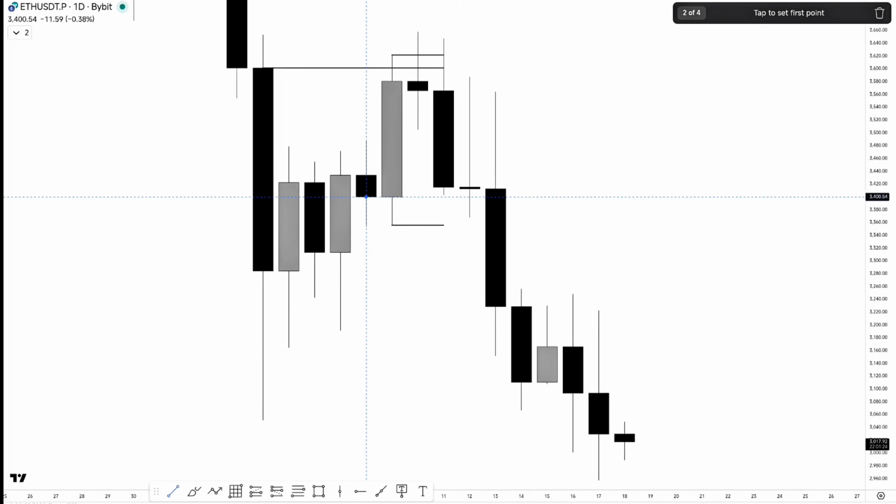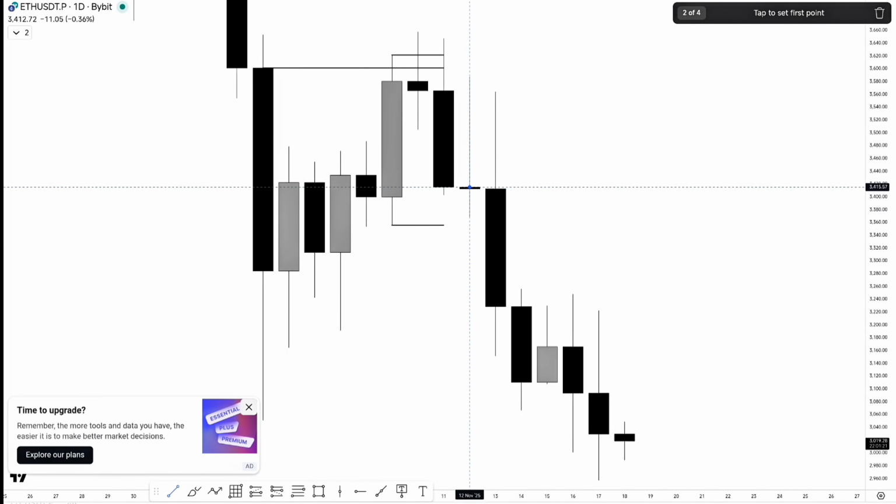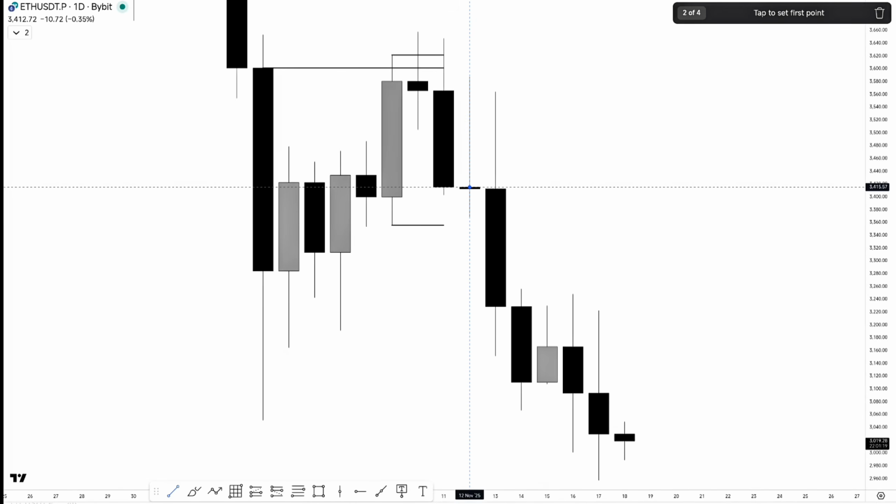So now basically after the CRT actually confirmed here and the whole cycle got completed here, there is a major break of structure that happened here.